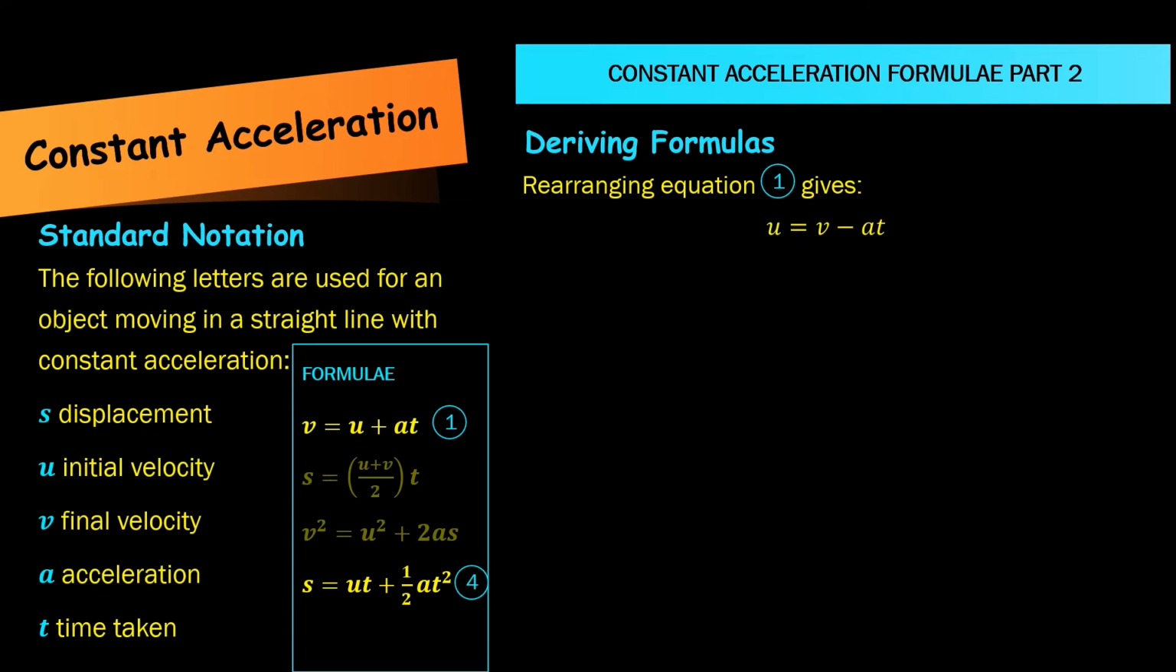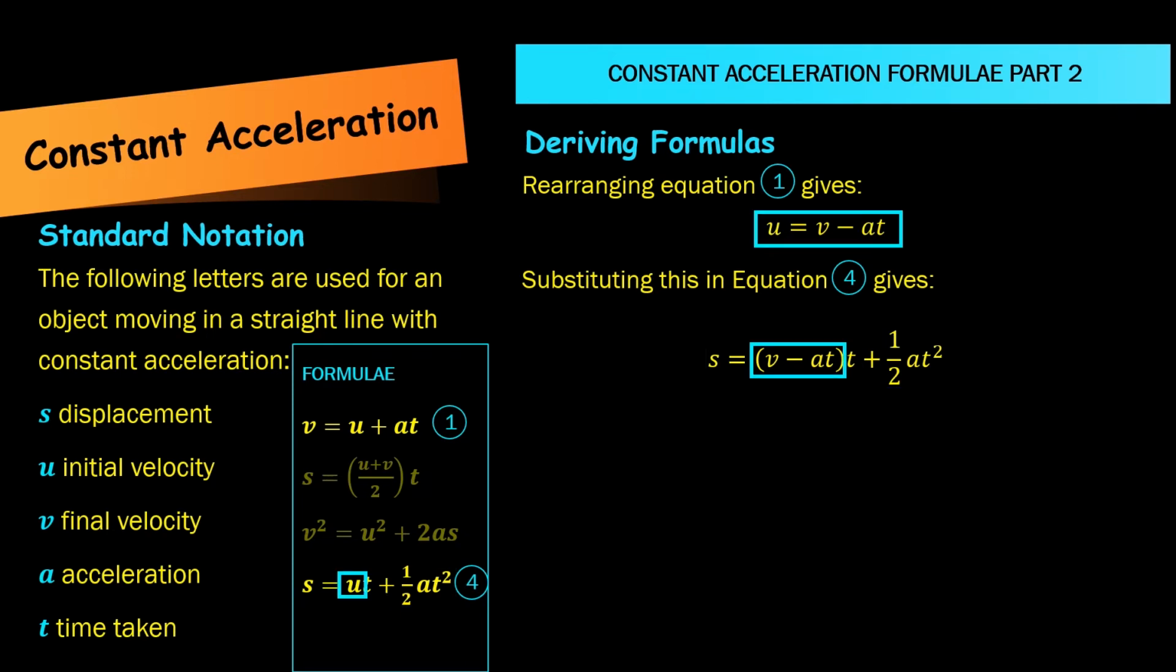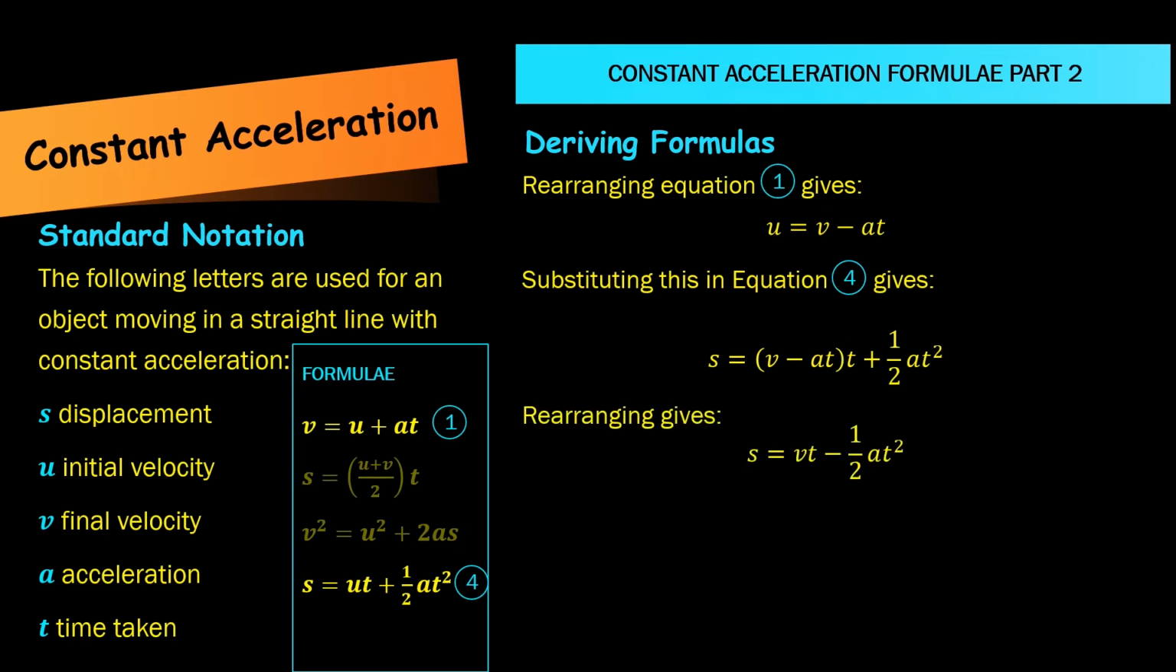So let's rearrange equation 1 to give u equals v minus at, as shown. We now substitute this in equation 4 to give s equals (v minus at, which has replaced u) times t plus a half at squared. And here's where we've replaced u. Rearranging gives us s equals vt minus a half at squared. And this is our final formula.